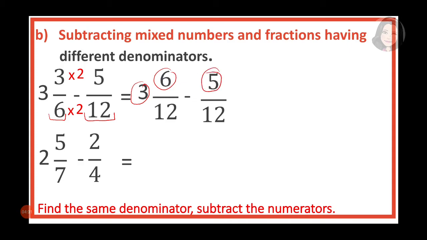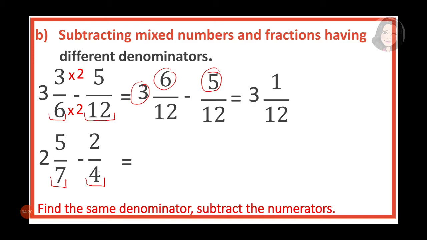So my final answer is going to be 3 and 1 over 12. This is in the simplest form since 1 is a prime number. In the second example, I have a denominator 7 and a denominator 4. The rule says find the same denominator, then subtract the numerators.